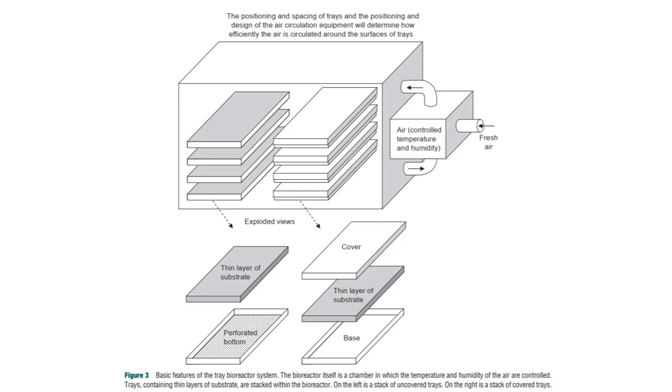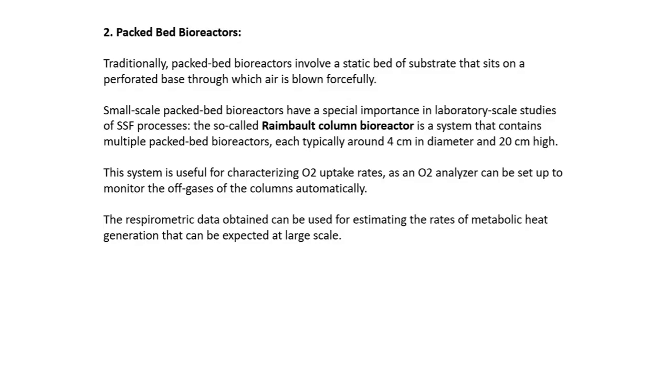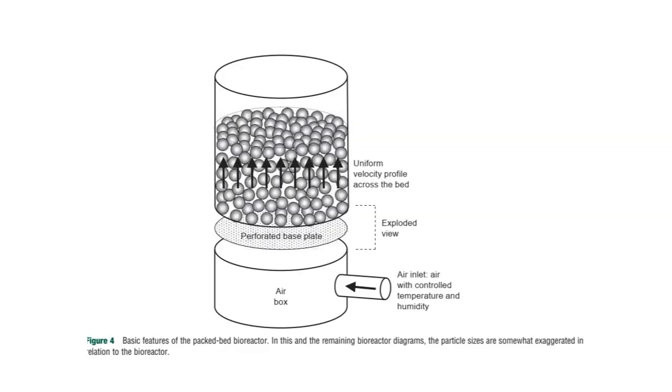Number two, that is group two, is the packed bed bioreactor. This one is also very common. Traditionally, packed bed bioreactors involve a static bed of substrate. A static bed means the substrate is not moved or otherwise agitated. It sits on a perforated base through which air is blown forcefully. I'll show the diagram, and based on that you can understand the basic features of the packed bed bioreactor.